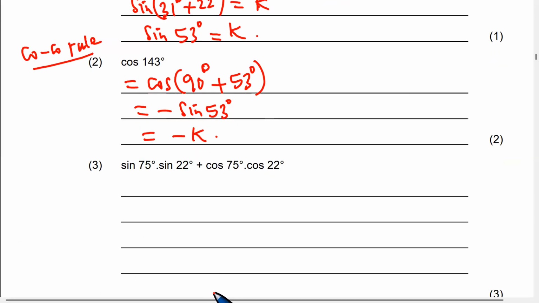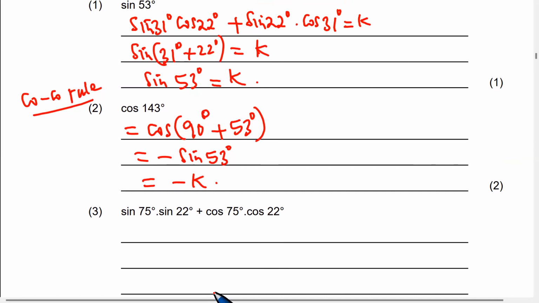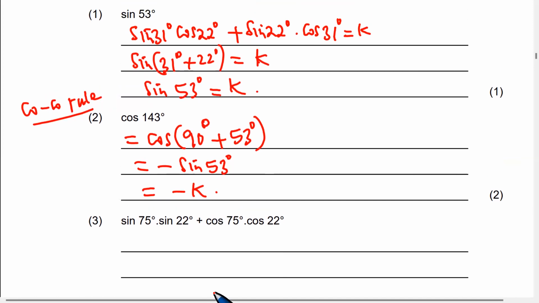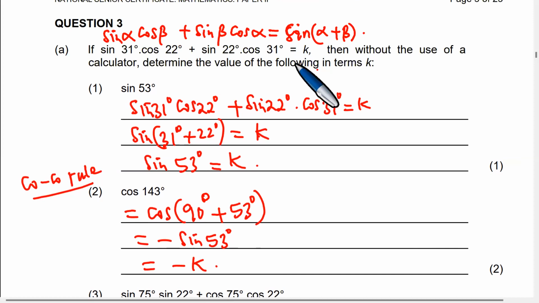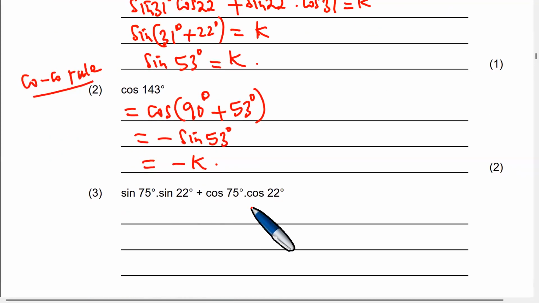Right, so now let's look at this one. Now you have sine 75 sine 22 plus cosine 75. Now we need to deal with this. What is the answer to this? That is the question. The question said determine the value of the following in terms of k. In terms of k, the Greeks say kappa. We say k in English, but the Greeks say kappa. Okay, right. So what is the answer to this?